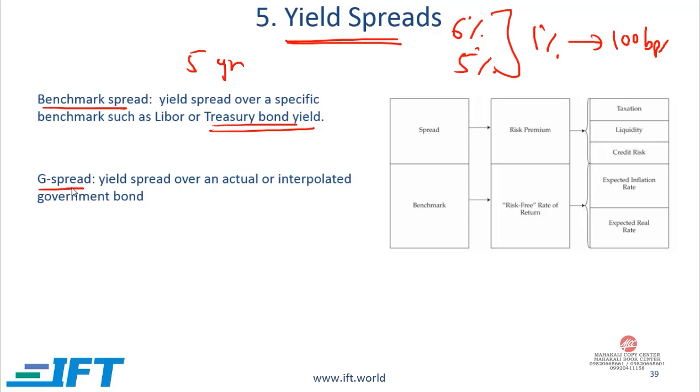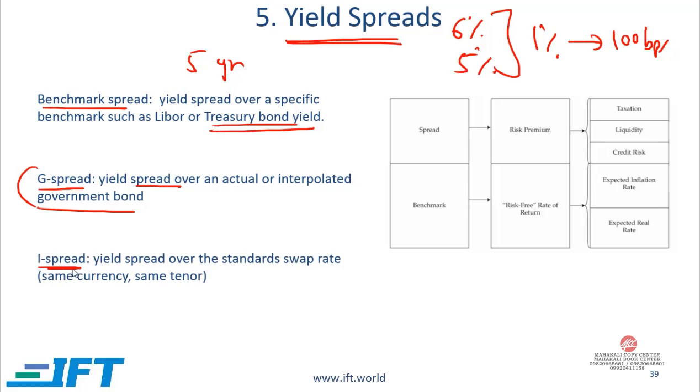The G spread is a special case of the benchmark spread where you are looking at the yield spread over a government bond. Okay, so this is, as I mentioned, a subset of the benchmark spread. And then you have something called the I spread, which is the yield spread over the standard swap rate. Okay, don't need to get too hung up over here. We'll study swaps in derivatives, but a given 3-year swap, for example, has a fixed rate of 6%. Then the I spread would be the yield spread over 6%.